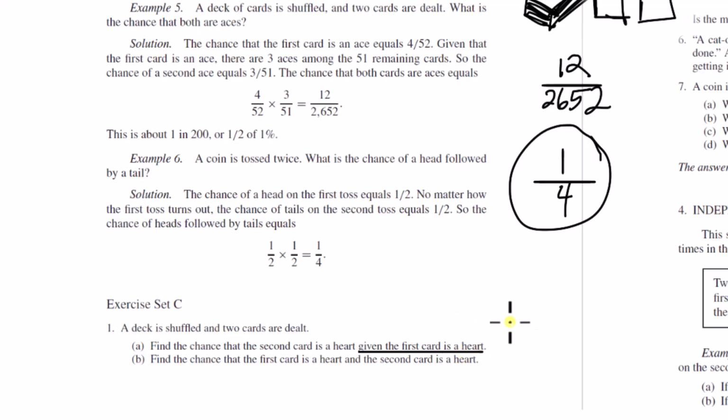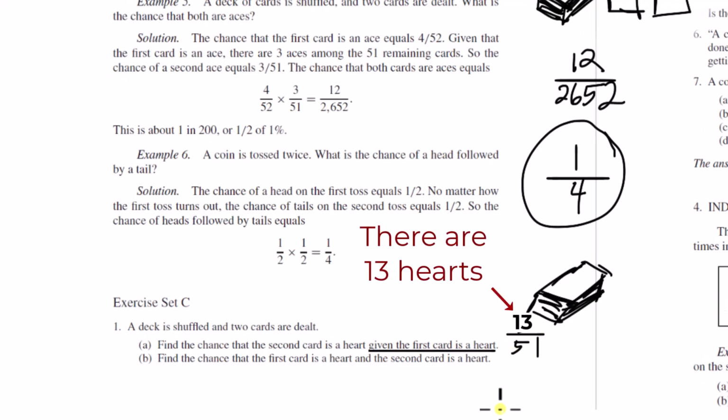So we know this is going to be, you have this deck of cards, right? If the first card is a heart, then what are the chances that the second card is a heart? Well, there's 13 hearts total. So if you chose a heart first, then there's only 12 left, and there's 51 cards to pull from. So 12 in 51. It would be 13 in 51 if the first card wasn't a heart. All right, now find the chance that the first card is a heart and the second card is a heart. This is going to be a lot less probable.